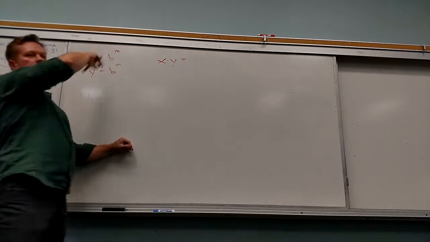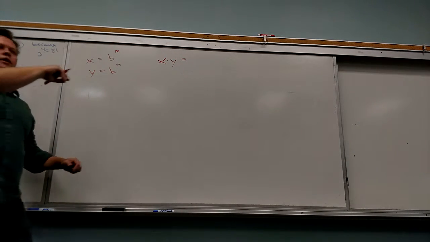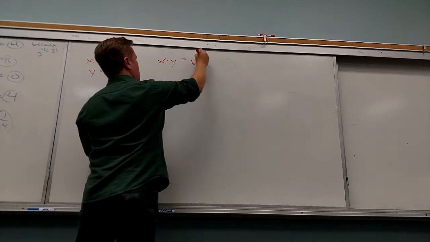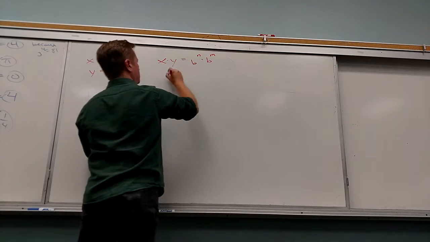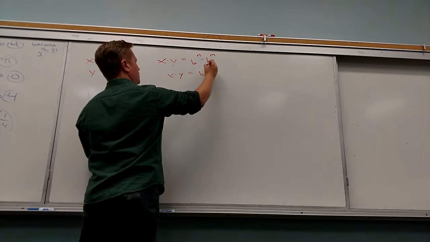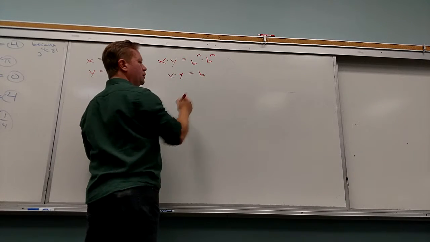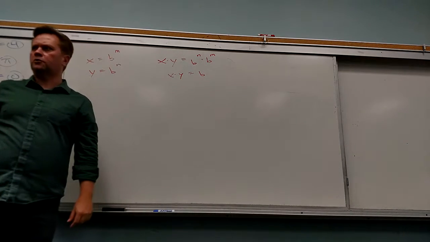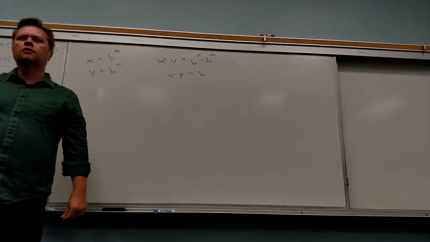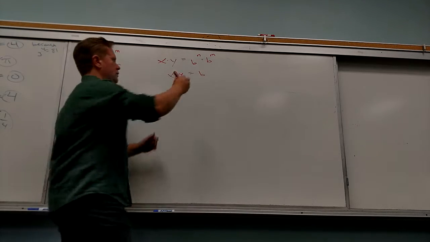True, but knowing what they are. So what's x times y? b to the n times b to the m, which is? b to the... No, we know better than that. What do you do with powers when you multiply like bases? Add them. So what's this?